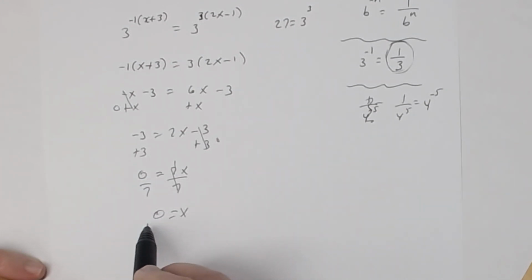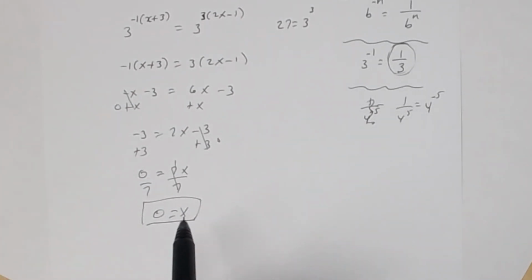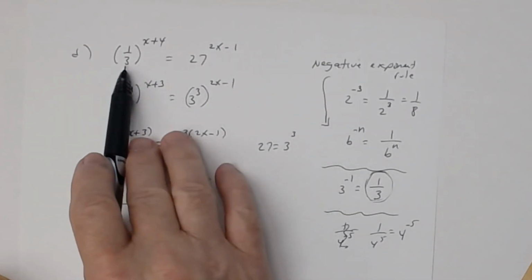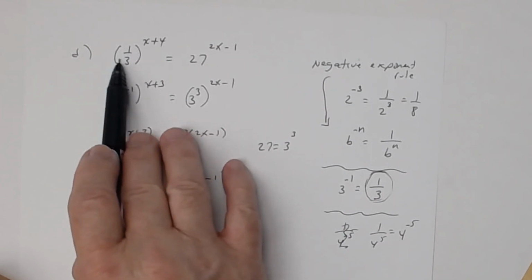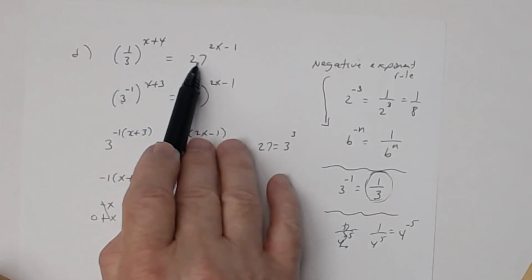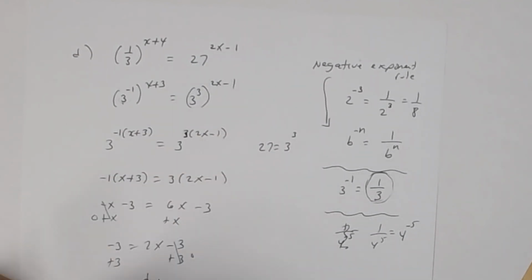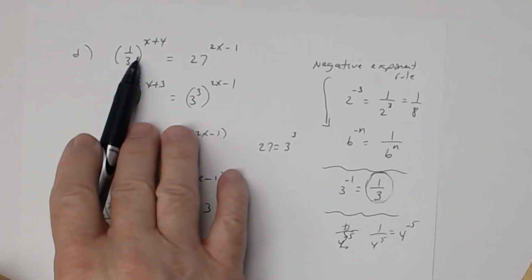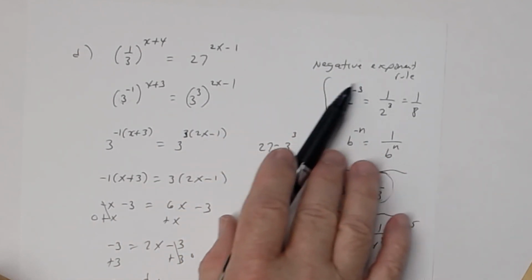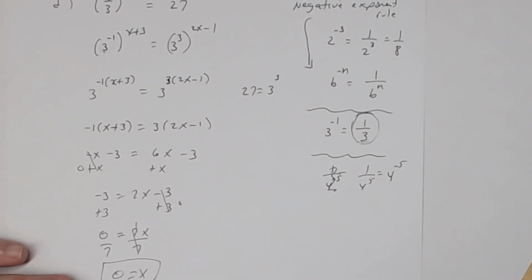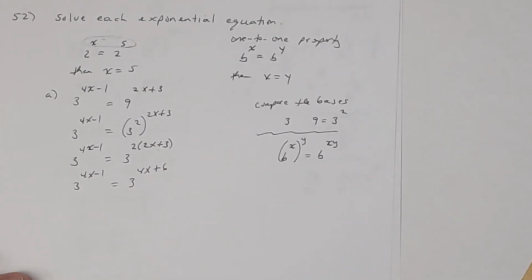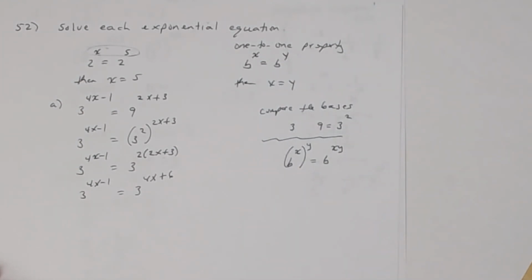Don't leave it as 0 divided by 7. You need to remember that 0 divided by 7 is the same thing as 0. So there's your solution, 0. All right. So this problem is different in the fact that now we have this original base here that's a fraction versus a positive integer. And so you're going to have to rewrite this fraction using the ideas of negative exponents. So that's it. So that is solving an exponential equation using the one-to-one property.